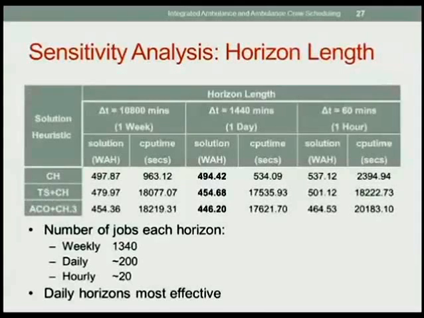Okay, horizon length. This is where I've got a week's worth of data and tried to solve it with all of my different heuristics. The best results that I found were from the ant colony optimization and constructive heuristic with the third set of parameters for daily horizons. And I find it interesting that daily horizons were the best.